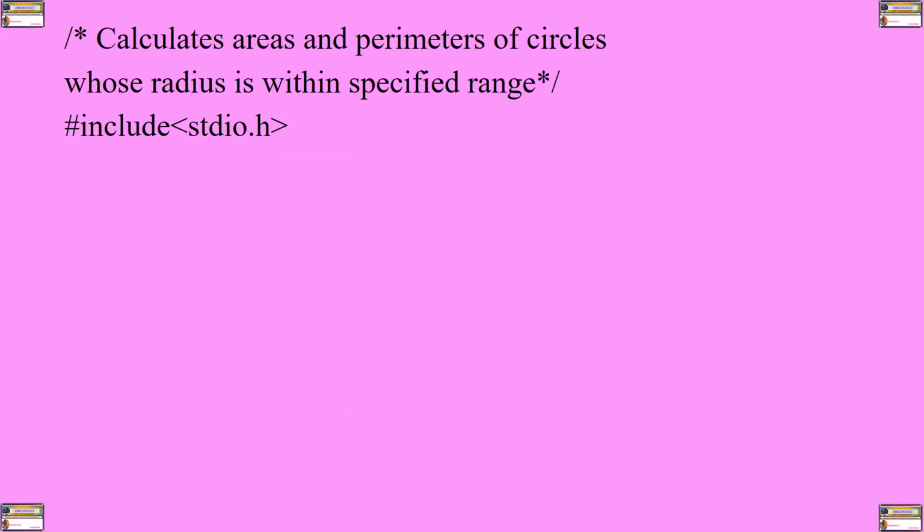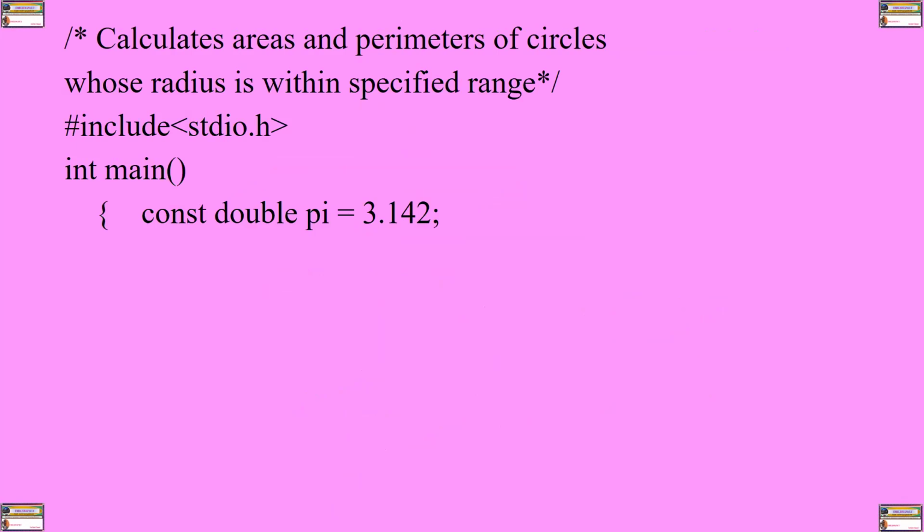So with that, let's look at our program and see how this loop will work using a sample program. The comment for the program is: calculate areas and perimeters of circles whose radius is within a specified range. And then we have our preprocessor directive. We have our main function there.